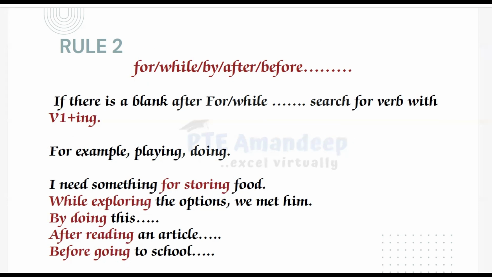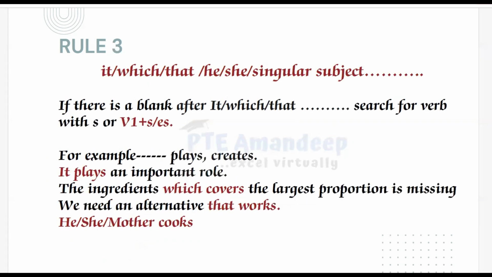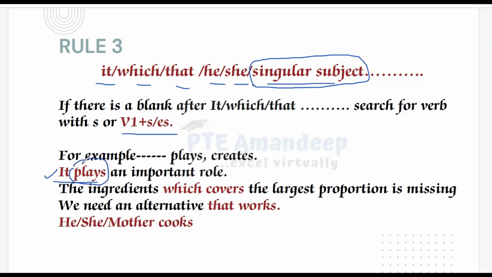So next rule is, if before the blank, it, which, that, he, she, or any singular subject. Singular subject means a single person, single subject. It could be anything, for example, mother, father, teacher, anyone single. Then what will come? Verb plus s or es. So a verb ending with s or es will come. For example, it plays. So it play is wrong. Here always it plays, a verb ending with s.